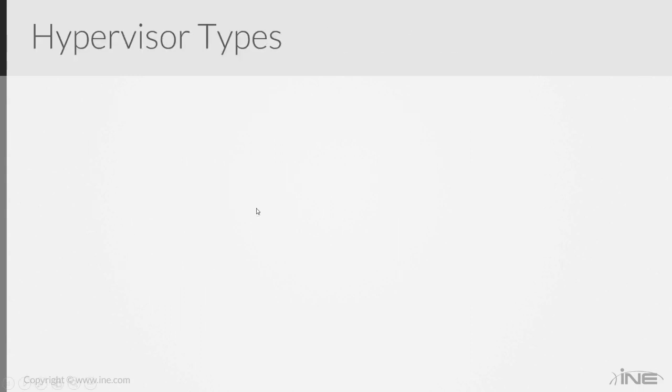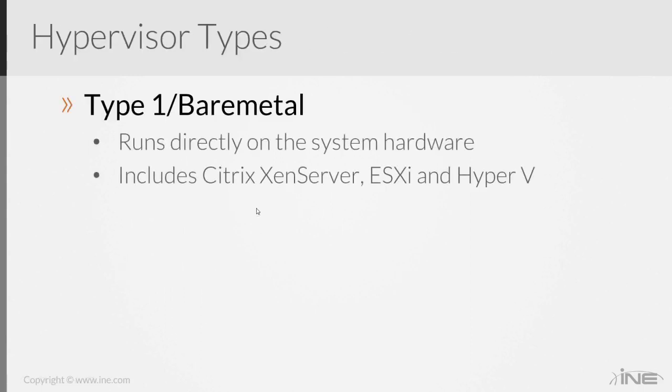So let's talk a bit about our hypervisors, our hypervisor types, sorry. As I mentioned previously, the hypervisor is basically the software that facilitates the running of virtual machines. So we have two types of hypervisor, our type 1 and our type 2.